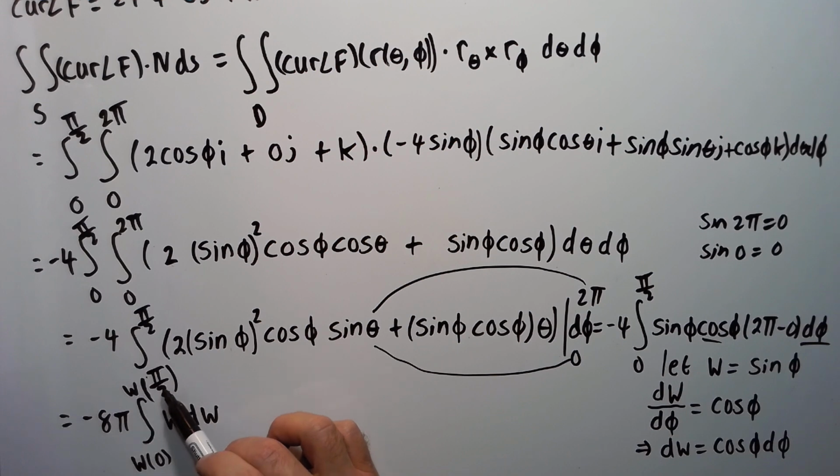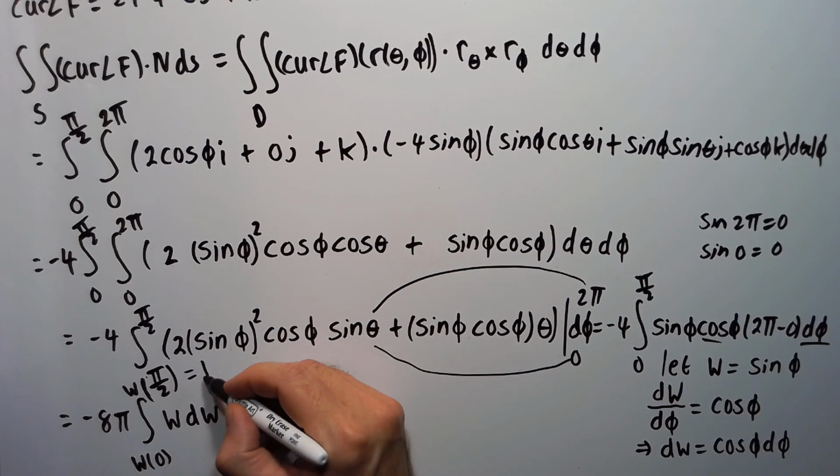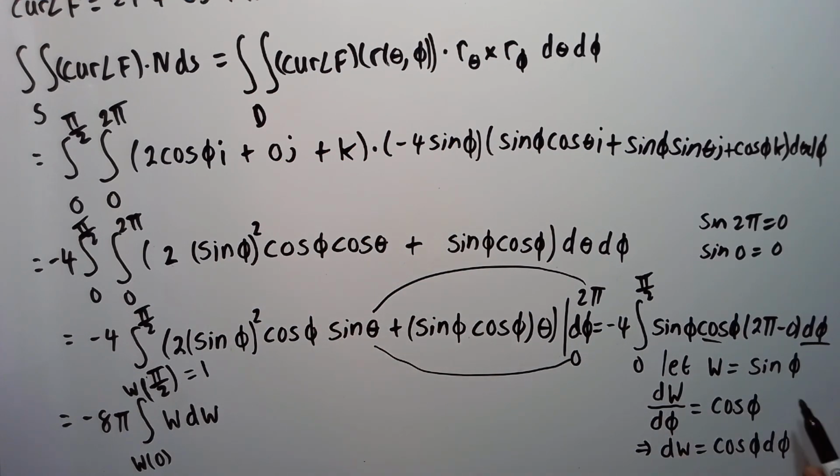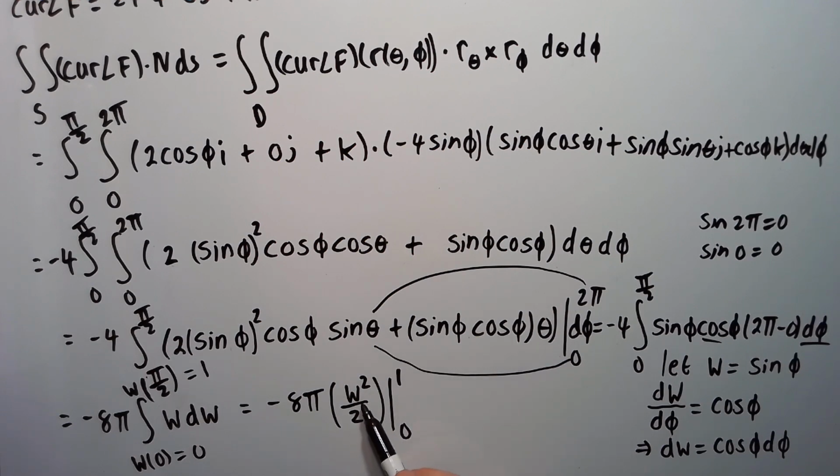It's going to be w from 0 to pi over 2. But my w is sine, so sine of pi over 2 is 1, so it's going to be 1 up here. And the sine of 0 is 0, so it'll be 0 down here. So then integrating this, we'll get w squared over 2. So let's do that. So I'll get negative 8 pi times w squared over 2, evaluated at 1 and 0. When you put 1 in there, and you put 0 and it's gone, it's going to end up being negative 4 pi. I'll let you check.